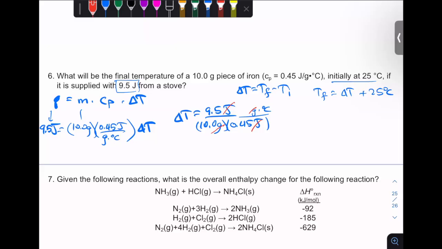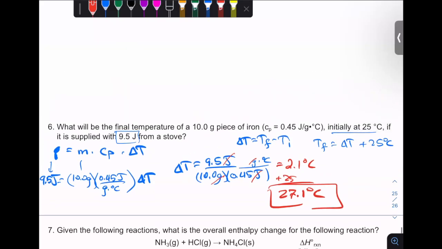And you do that, and I got, so I don't want to walk over there and get my calculator, 2.1 degrees Celsius. So that plus 25 gives us 27.1 degrees Celsius. That's our new final temperature. Okay, good.